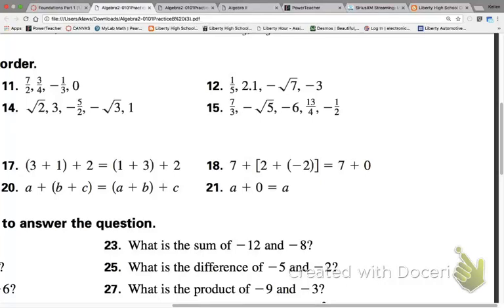All right, 1.1, practice B, number 18. We went from the left side where it's 7 plus, and then in the bracket 2 plus negative 2 is equal to 7 plus 0. So what's the only thing that changed from the left side of the equal sign to the right side?